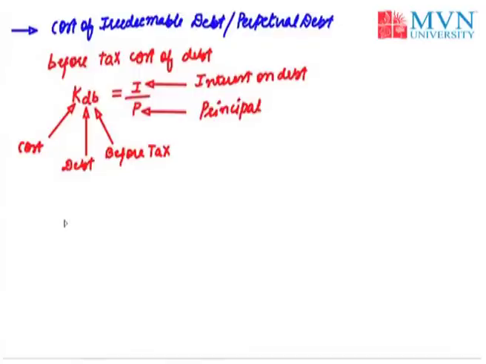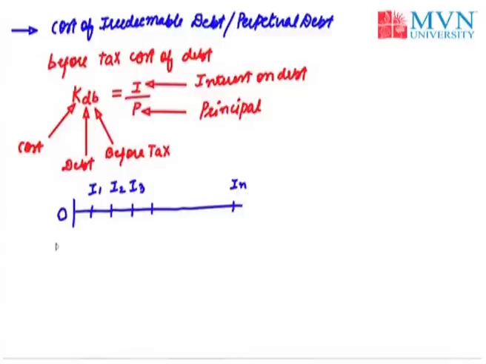Let me tell you where this formula has been derived from. As you all know, whenever a company issues a certain amount of debt, the investor has to earn a particular amount of interest rate. Since in this case our debt is perpetual by nature, we are going to earn perpetual interest every year up till the whole life of debt.